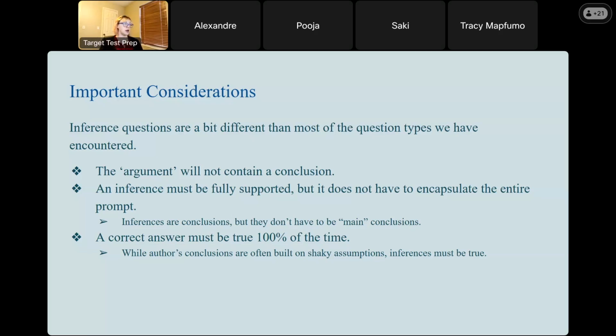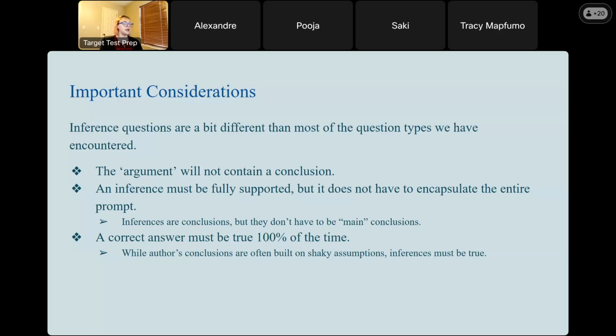The argument will not contain a conclusion. So technically, these are not arguments in the sense that they contain a conclusion, because they do not necessarily do so, but that will save us some time as far as looking for the conclusion. An inference must be fully supported, but it does not have to encapsulate the entire prompt. So we have different lessons in TTP about inference versus find the conclusion, and they are super similar.